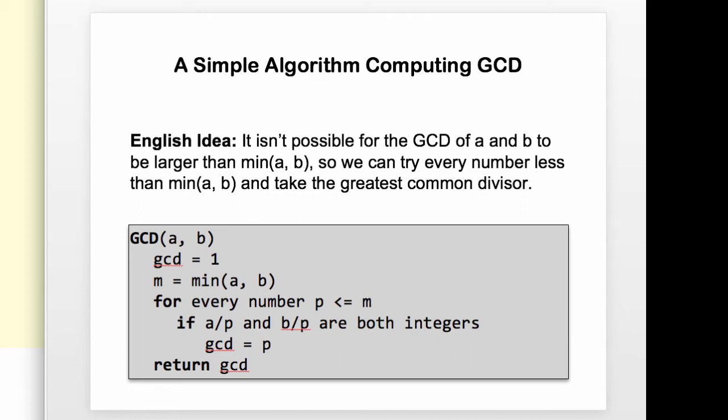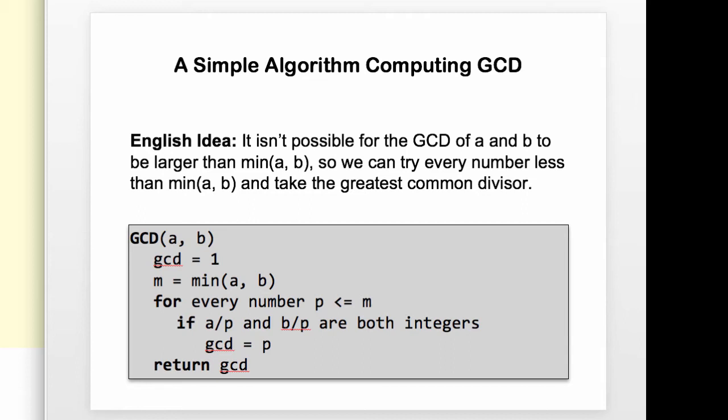And then there's a simple for loop that starts p at 1 and ranges up to m, and for each p, if you find that p is a divisor of both a and b, so if a divided by p and b divided by p are both integers, update your GCD variable to be equal to this divisor p. At the end of this for loop, the largest one that we've updated has to be the greatest common divisor of the two numbers a and b.